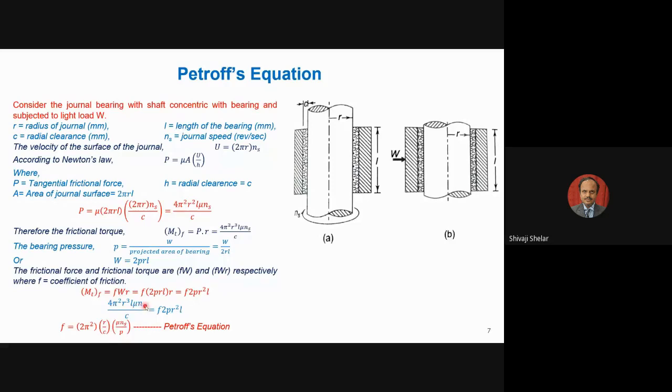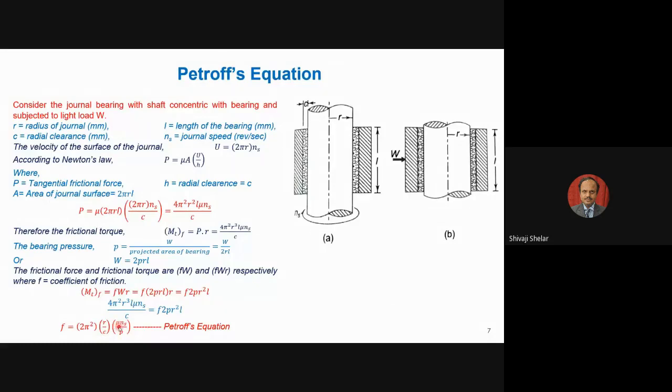Then mu Ns is there. L and L will get cancelled out. P will go on this side. So we will have mu Ns by P, another relation. So these are characterized in three parts. 2 pi square is a constant because pi is constant. R by C: R is in millimeter, C is in millimeter, because R is the radius of the journal and C is the radial clearance. Both are in millimeters, so R by C is a dimensionless number.